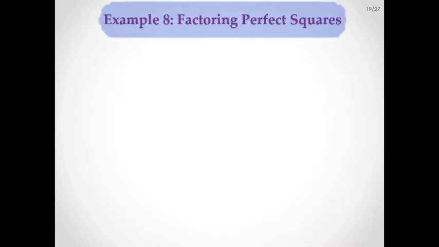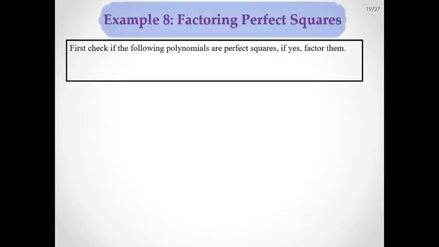Now let's look at this example. Factoring perfect squares. So sometimes the given trinomials might be the perfect square of a binomial. Now in this case, what should we do? Okay, first we check if the polynomials are perfect squares. Then if they're perfect squares, we factor them by using the square formula.